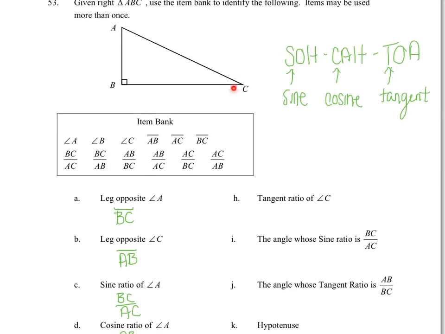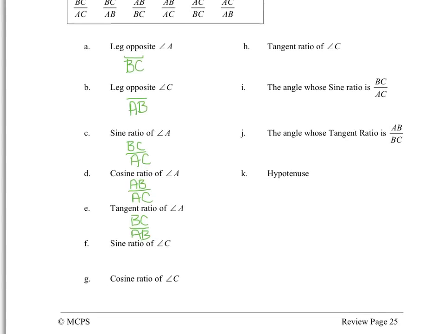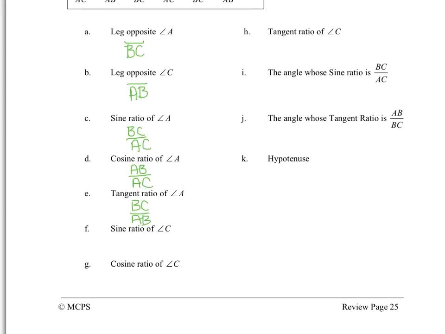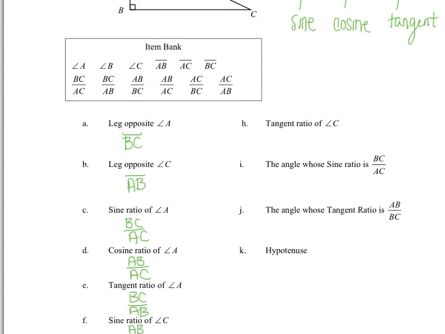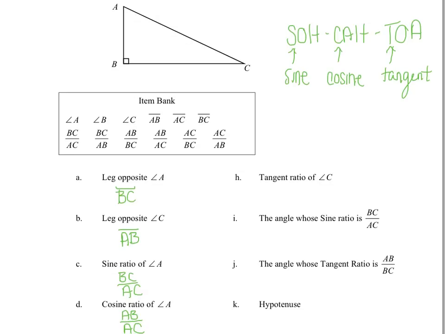Then I have the sine ratio of angle C. So that's opposite over hypotenuse. So my sine ratio of angle C is AB over AC. And my cosine ratio of angle C is adjacent over hypotenuse, which is BC over AC. Next we have the tangent ratio of angle C. So that's opposite over adjacent, which means we have AB over BC.